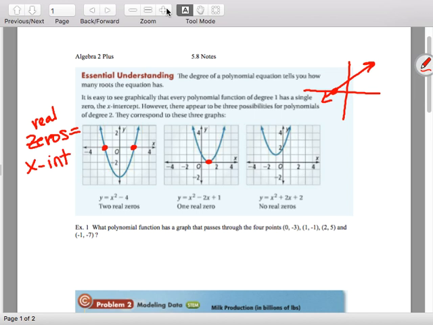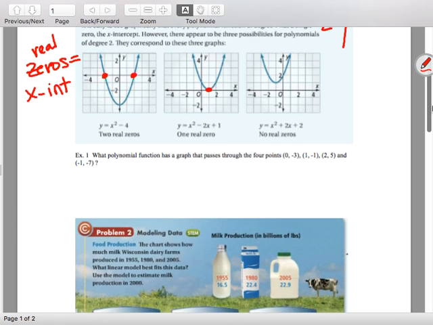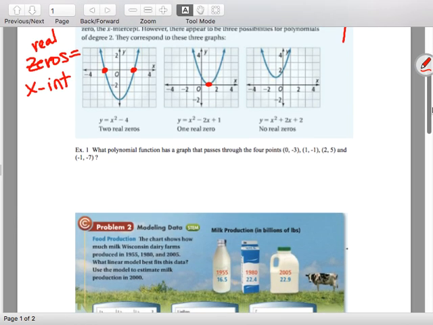We're going to skip example 1, and we're going to drop down to problem 2. I'm going to give you an equation that is modeled from a data set that's been collected. And you might think, okay, who cares? Why would we want to do that?